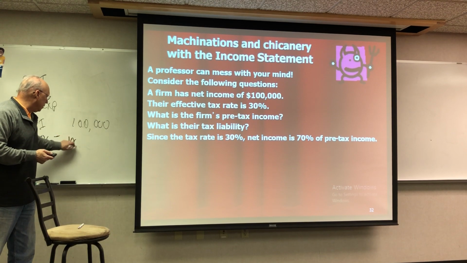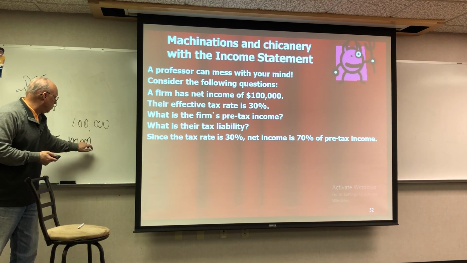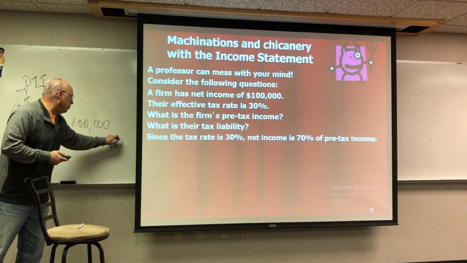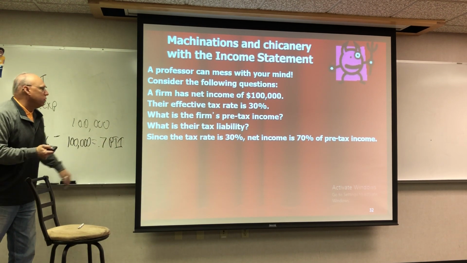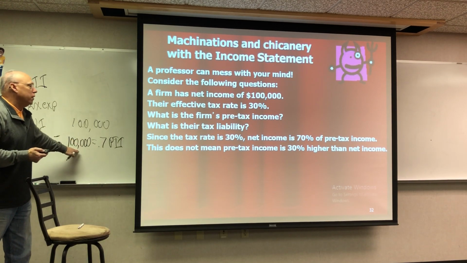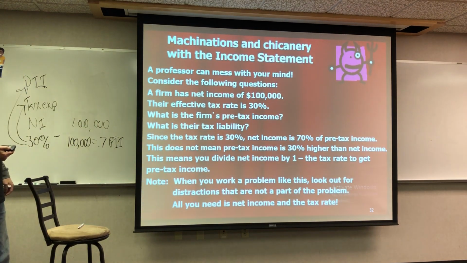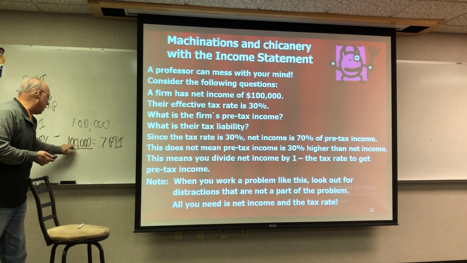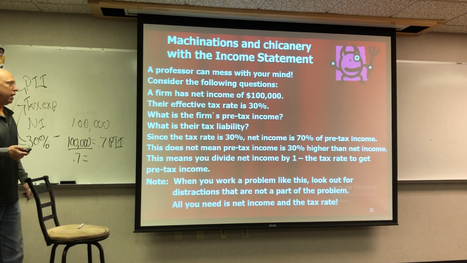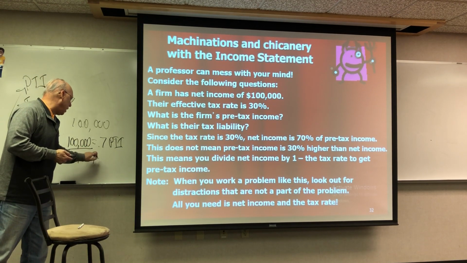So we're going to put it like this: $100,000 equals 0.7 pre-tax income. We're going to do a little bit of algebra. It's not 30% higher than pre-tax income. It's 70% of pre-tax income. So we're going to divide the 100,000 by 0.7, and that's going to give us our PTI.